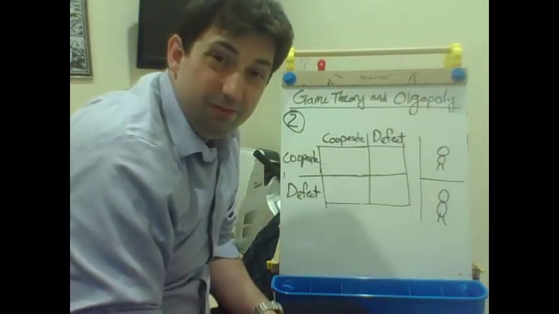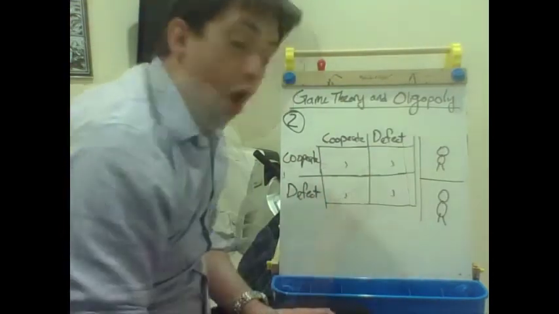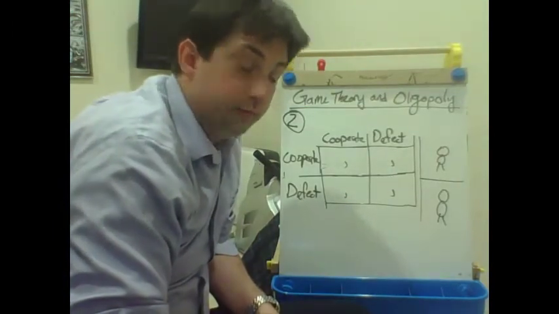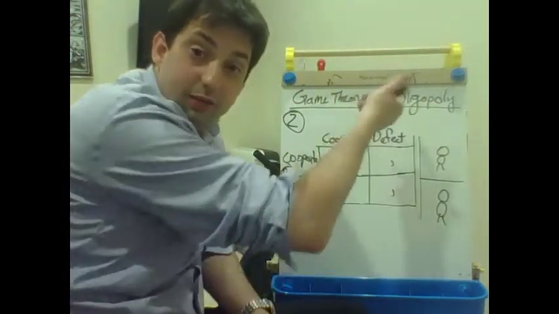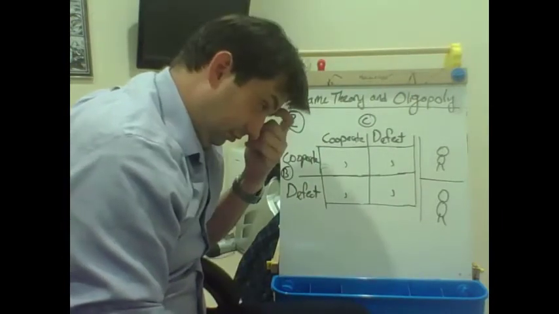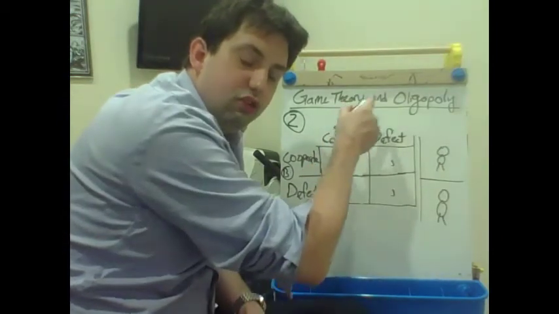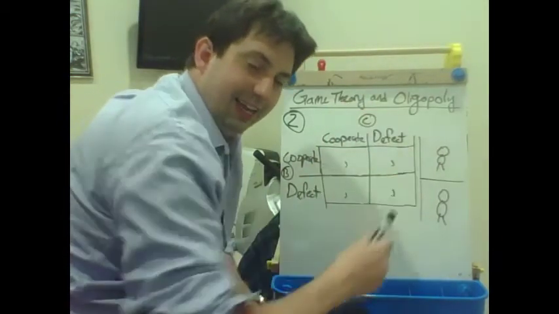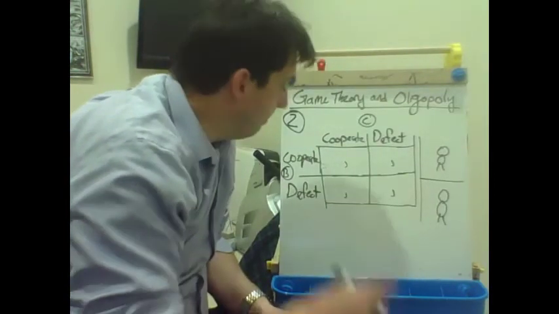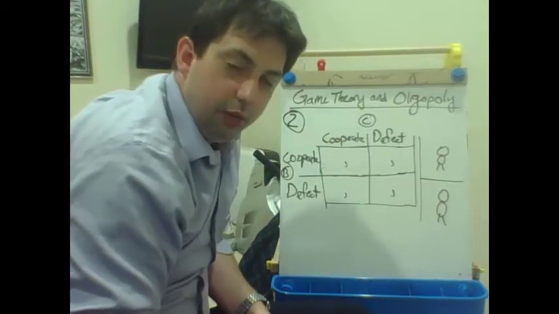Well, let's find out by filling in all of our payoffs. All of these values will be negative because they will reflect years in prison. B for Bonnie, C for Clyde. Let's imagine Clyde betrays Bonnie. Clyde defects and decides to cooperate with the police, and Bonnie continues to say, no, we didn't do it.